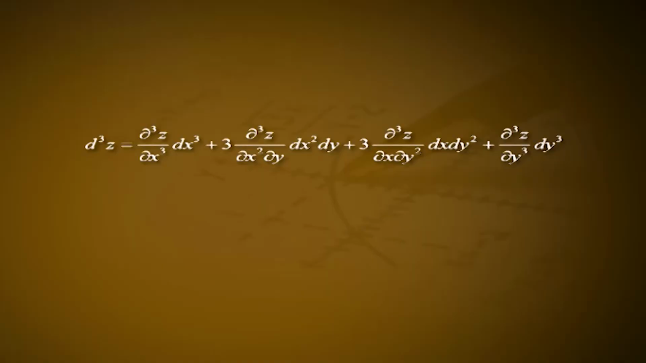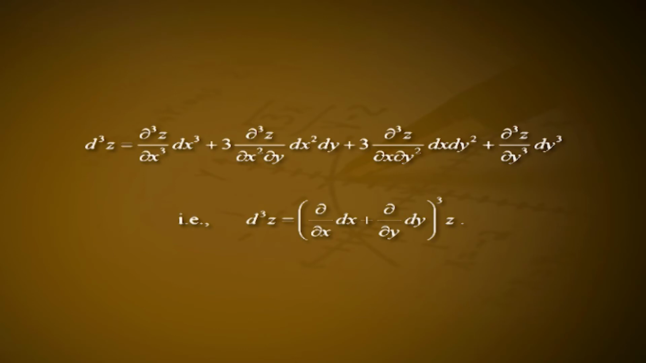This condition also ensures the legitimacy of inverting the order of the partial derivatives with respect to x and with respect to y. And so, d cube z is equal to ∂³z/∂x³ dx³ plus 3 times ∂³z/∂x²∂y dx² dy plus 3 times ∂³z/∂x∂y² dx dy² plus ∂³z/∂y³ dy³.